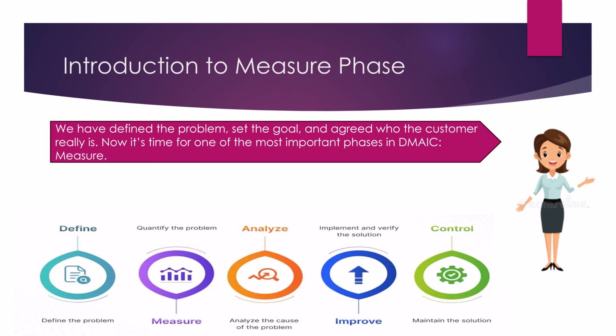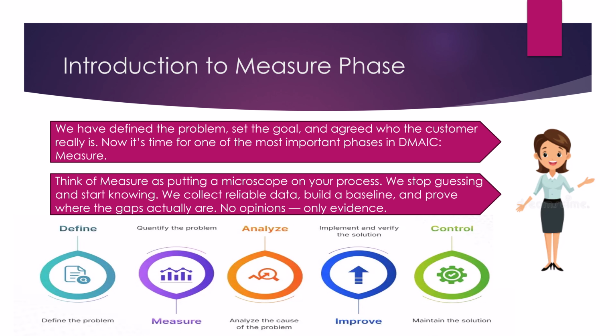We've defined the problem, set a clear goal, and identified who our real customer is. Now it's time to move to one of the most crucial stages in the DMAIC journey, the measure phase. Think of the measure phase as putting your process under a microscope. This is where we stop guessing and start knowing. In the define phase, we often work with assumptions or what we believe might be happening. But here, in measure, we look for facts backed by data.